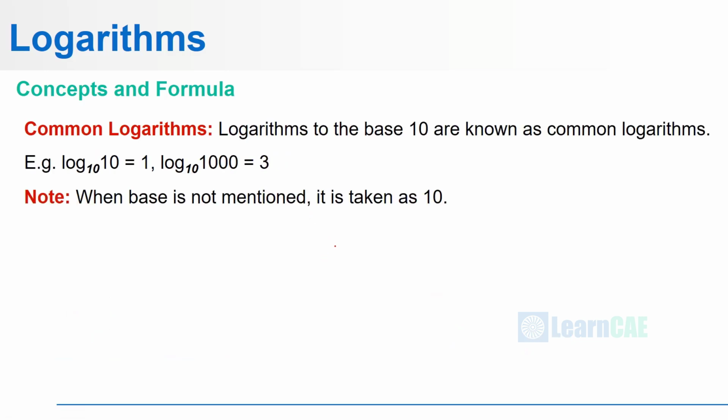Okay. Next, we shall see the types of logarithms. The first one is common logarithm, that is logarithms to the base 10 are known as common logarithms. Example, log 10 to the base 10 is 1, log 1000 to the base 10 is equal to 3. So this is nothing but log 10 cube to the base 10. So this can be written as 3 into log 10 to the base 10, which is again 3 into 1, which is 3. Note that when base is not mentioned, by default it is taken as 10. That is for common logarithms.